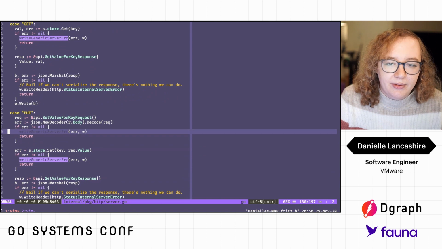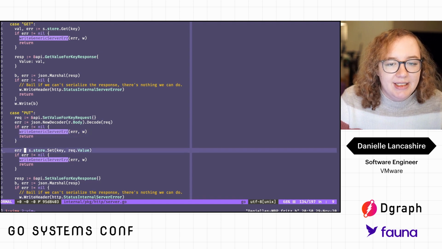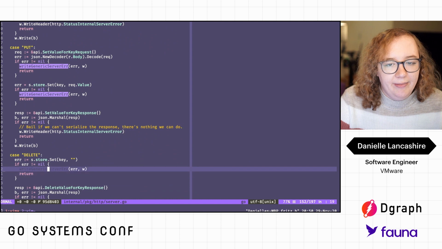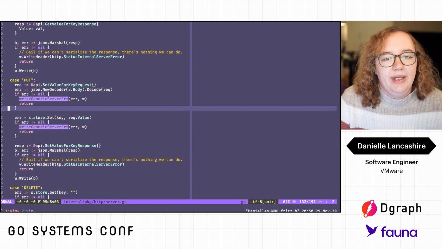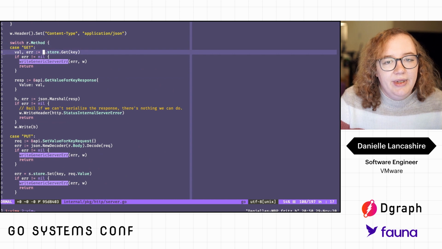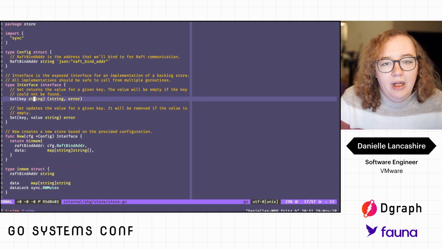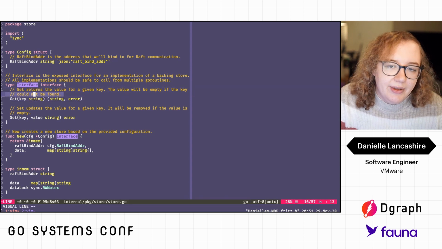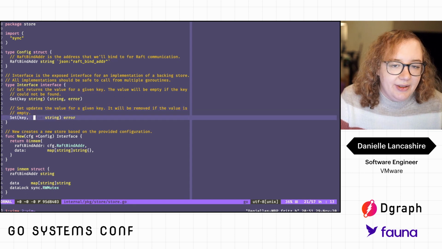And when we put, we decode the request. And if there's an error with that, return it. Otherwise, we try setting on the store. And if it's a delete, then we set an empty string to remove it. So when we have our GET request, we end up in here, and we try to get from the store. As we can see here in the interface for the store, it gets the value for a given key, and the value will be empty if the key could not be found. And the same is true for setting. Set updates the value for a given key, and it's removed if the value is empty.